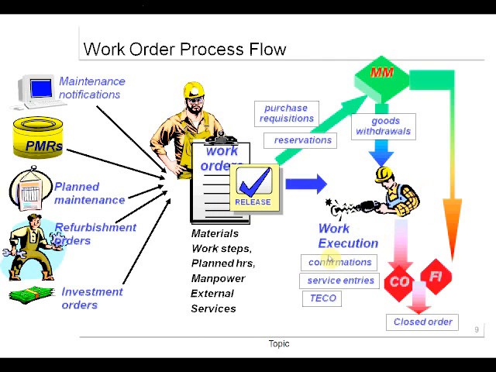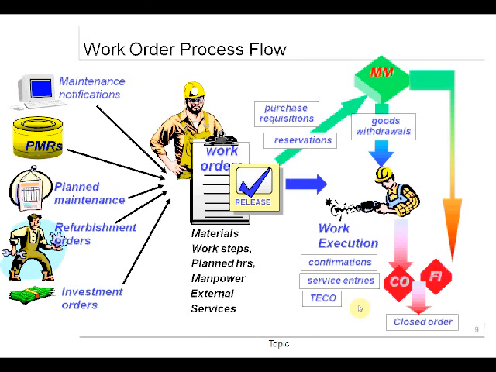Once the activity is executed, I confirm the execution. Execution confirmation means I confirm that I have done this operation. If it is done by us, the internal people, we do the confirmation. If we have taken some external service, then we create a service entry sheet saying that this external party has done this service. Once all the confirmations are done, we do the technical completion. After we do the confirmation, we go and say that we have technically completed this order. So here the PM part is over.